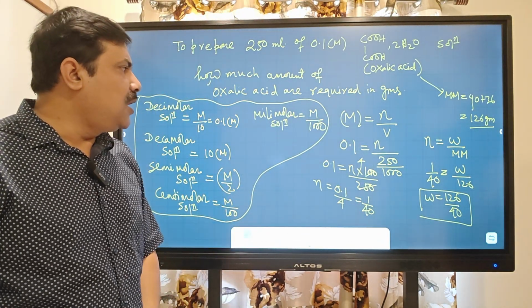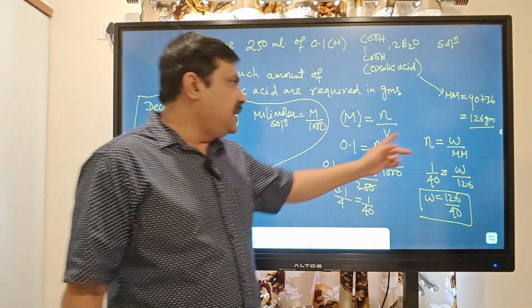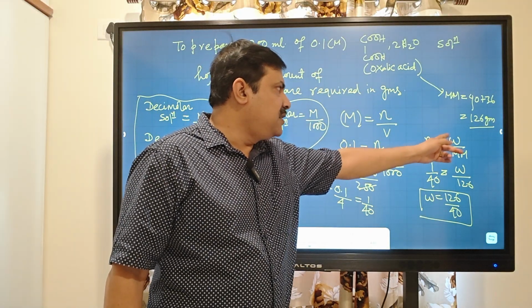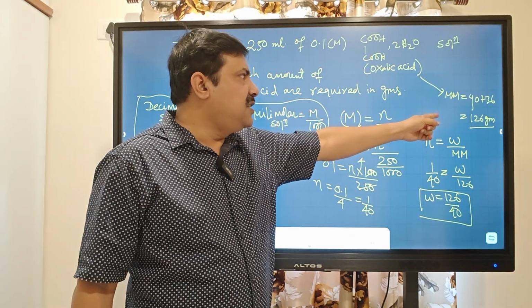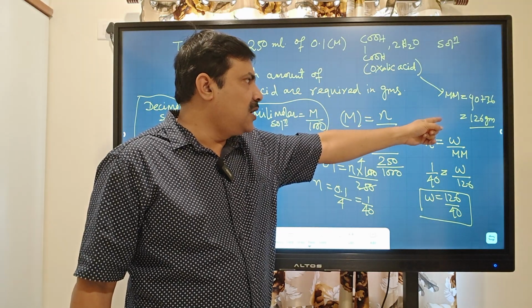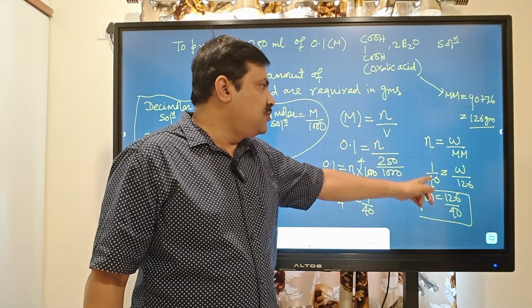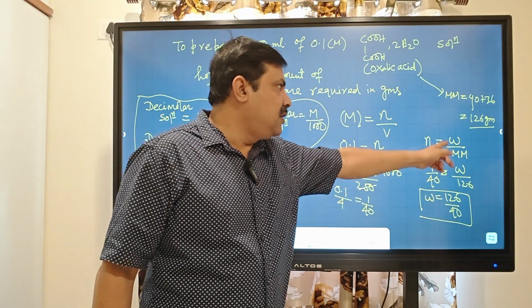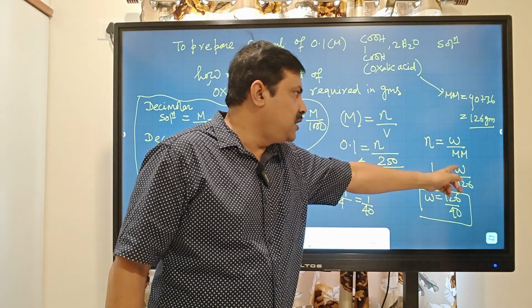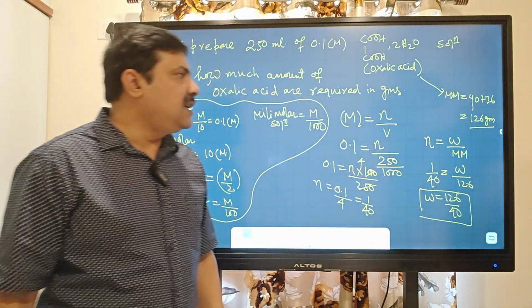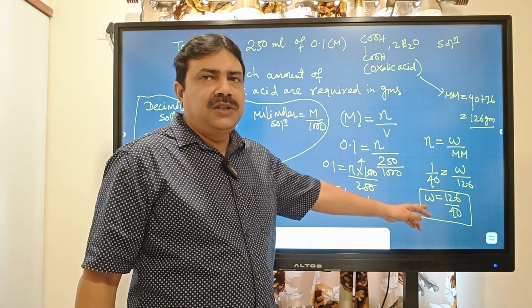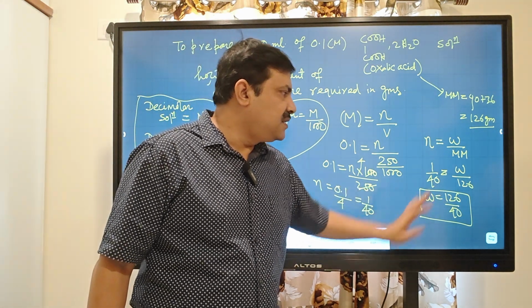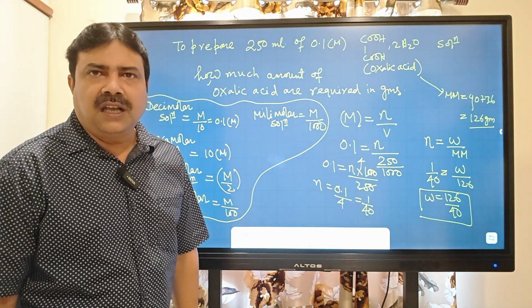Once we got the number of moles, we know the number of moles of solute is given weight divided by molar mass. The molar mass of oxalic acid is 126 grams, which we calculated already. The number of moles is 1 by 40. The given weight is W, which I need to find. So W divided by the molar mass of oxalic acid, 126. W is the amount I need to dissolve, which is 126 by 40. Is it clear or not?